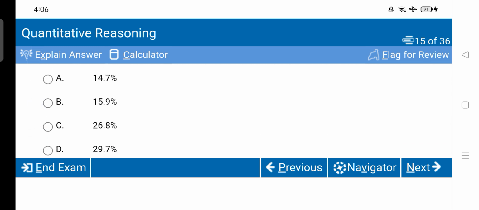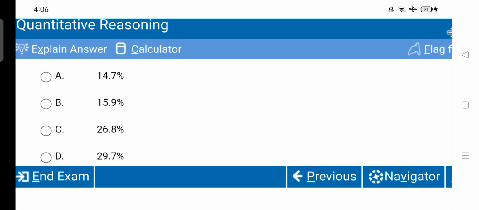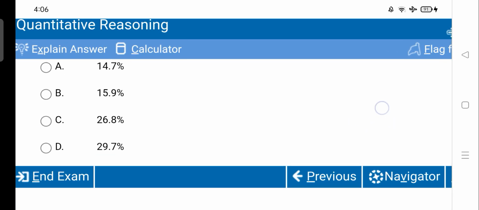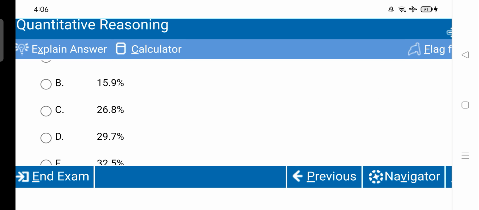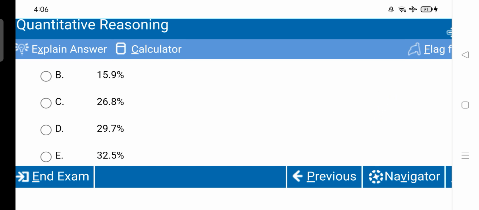So here we have option A 14.7%, option B 15.9%, option C 26.8%, option D 29.7%, option E 32.5%. So let's see which one is the correct option.